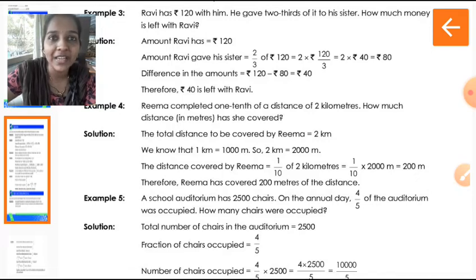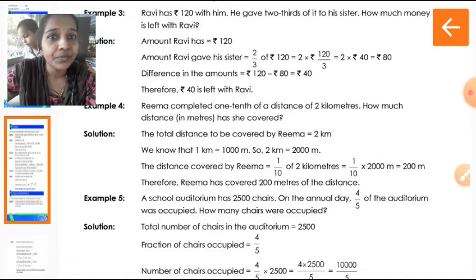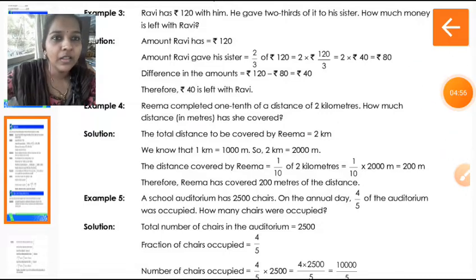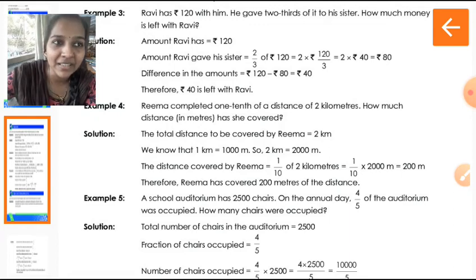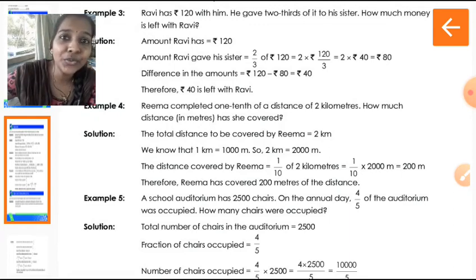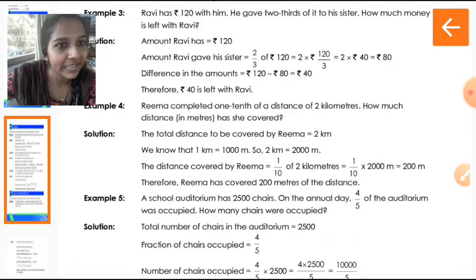When we convert kilometers to meters, it is 2000 meters. Got it? Now, children, first you have to find 1 by 10 of 2000 meters. That is 1 by 10 into 2000 meters, and you can divide 2000 by 10 here. 2000 by 10 is 200. So you can write 200 meters. Got it, children? Therefore, Reema has covered 200 meters of the distance.